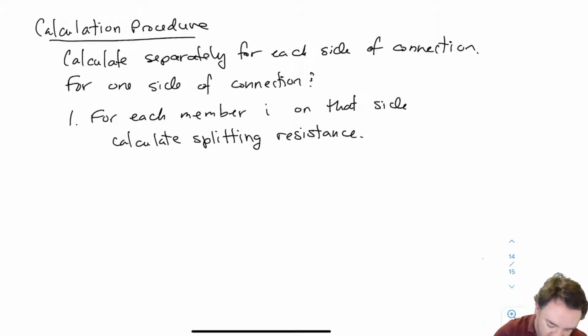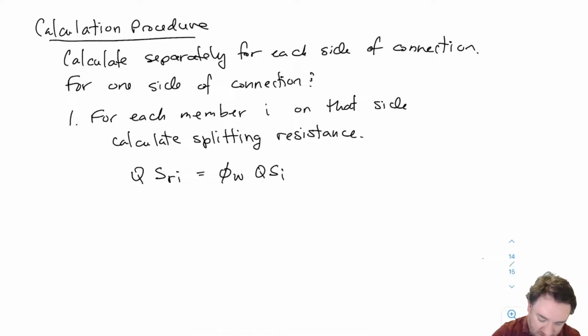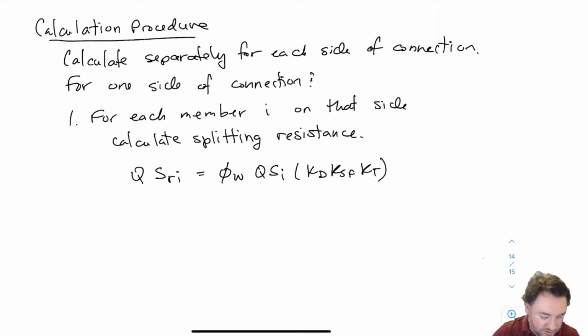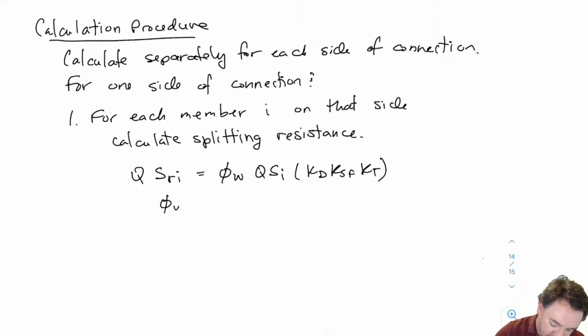Okay, so I'm going to calculate the splitting resistance, and the equation is like this. QSRi: Q is for perpendicular to grain, S is for splitting, R is resistance, i is member i. We're going to have phi W for a brittle failure mode, times QSi, and then KD, KSF, KT, which we are, of course, used to having all of those. And then phi W is 0.7, like we've seen before.